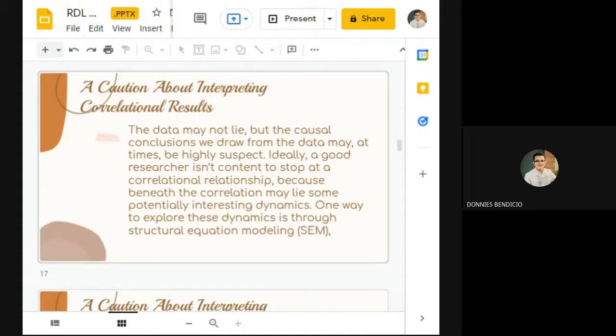Again, this may be an evidence kapag tayo ay nagko-conclude sa isang relationship. However, this is not a mere evidence para mag-conclude tayo na ito talaga ang dahilan para masabi natin na mataas yung performance ng estudyante. Maaring meron pang ibang factors kung bakit ang isang bata ay mataas ang reading comprehension o kaya naman sa reading ability niya. Okay? So ideally, a good researcher isn't content. Hindi siya makokontento sa isang investigation lamang. Hindi siya titigil doon at a correlational relationship because beneath the correlation may lie some potentially interesting dynamics. So one way to explore those dynamics is through structural equation modeling or SEM.